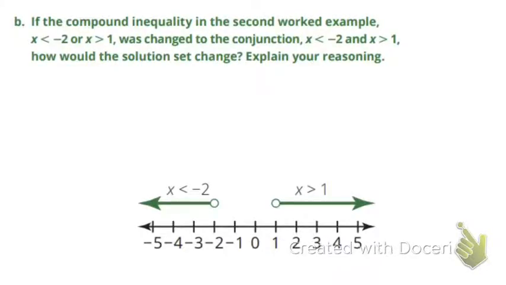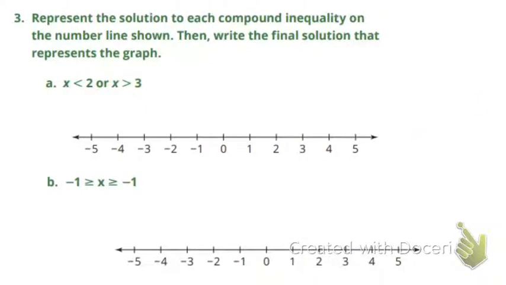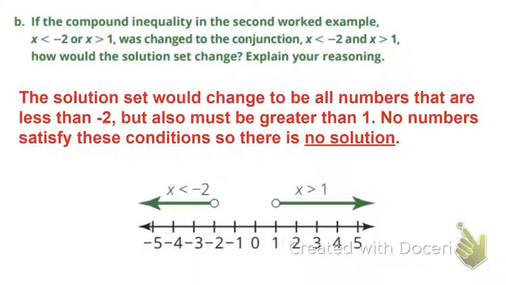So I graphed both of those separately. There's x is less than -2 and x is greater than 1. We want to find where they overlap. Where do they overlap? I don't see where they overlap. What could this possibly mean? If they don't overlap, then there can't be an answer. So in this case, there's going to be no solution, right? So the solution set would change to be all numbers that are less than -2, but also must be greater than 1. There's no number that satisfies these conditions, so there is no solution in this case.